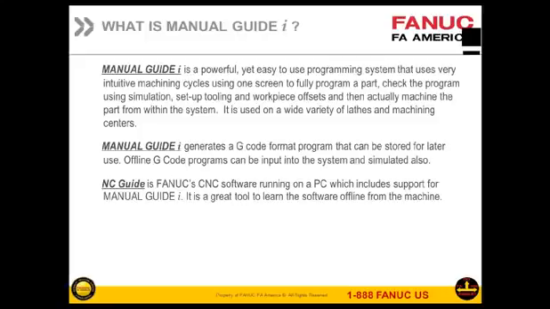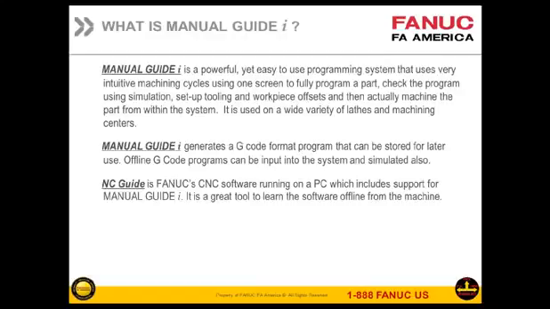And one of the first things we need to talk about is what exactly is Manual Guide I? Well, Manual Guide I is a powerful onboard conversational programming system that uses intuitive machining cycles, both turning and milling, that you use one screen to fully program a part. You can check the part using simulation, set up your tooling, your workpiece offsets, and then actually machine the part from within that system. And it's used on a wide variety of lathes, both vertical, horizontal, inverted, twin spindles, and also machining centers, both vertical, horizontal, and all different types of machines that are built by a variety of manufacturers from all over the world.